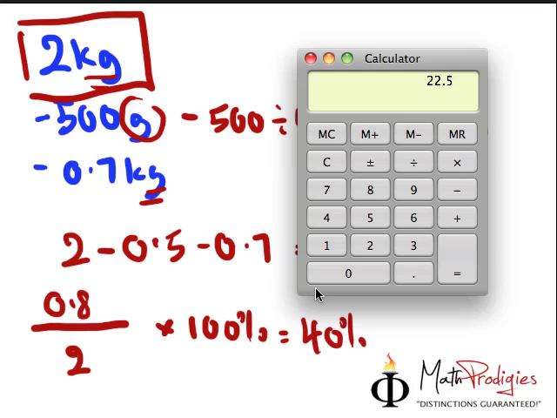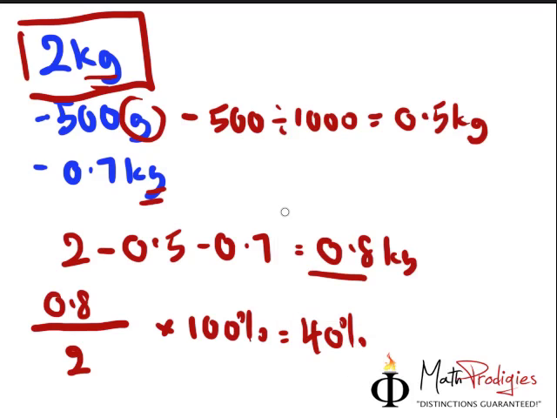Okay, let's just check this very quickly. 0.8 divided by 2 gives you 0.4 times 100% gives you 40%. Alright, so that's right. And finally, part E. Let's go on to part E.